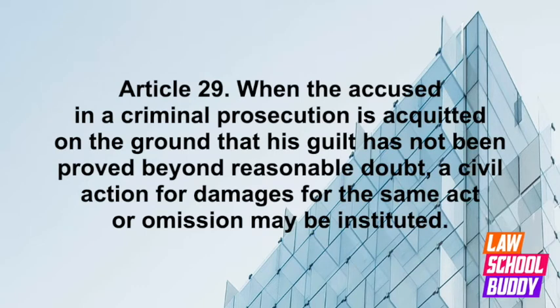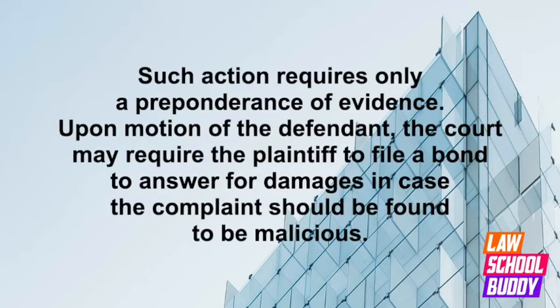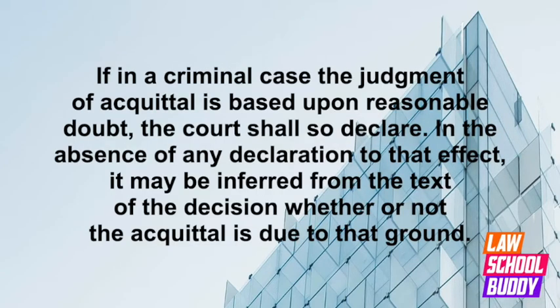When the accused in a criminal prosecution is acquitted on the ground that his guilt has not been proved beyond reasonable doubt, a civil action for damages for the same act or omission may be instituted. Such action requires only a preponderance of evidence. Upon motion of the defendant, the court may require the plaintiff to file a bond to answer for damages, in case the complaint should be found to be malicious. If in a criminal case, the judgment of acquittal is based upon reasonable doubt, the court shall so declare. In the absence of any declaration to that effect, it may be inferred from the text of the decision, whether or not the acquittal is due to that ground.